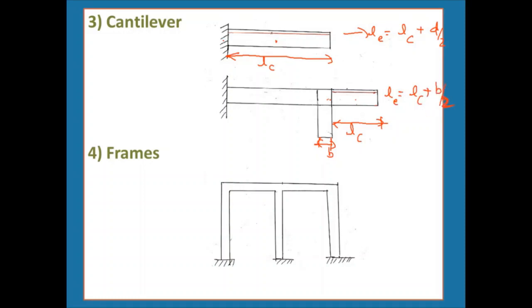So if the cantilever is formed by the fixed end, then it is LC plus D by 2. If the cantilever is formed by the continuous support, then it is LC plus B by 2. Like that it is calculated.